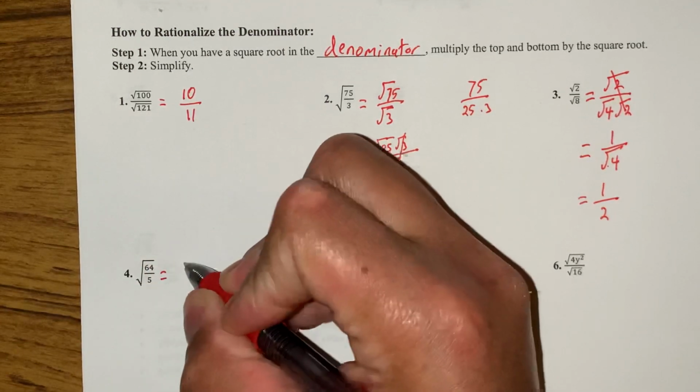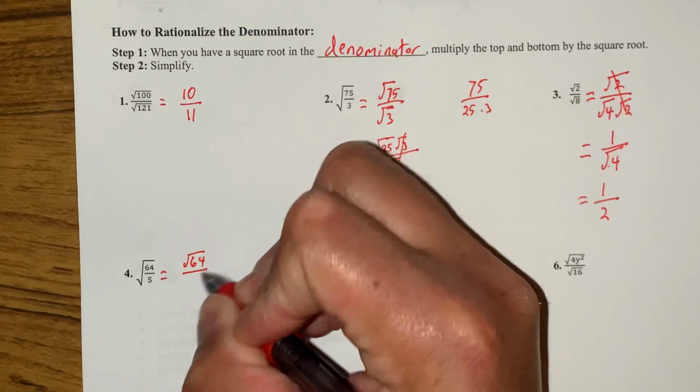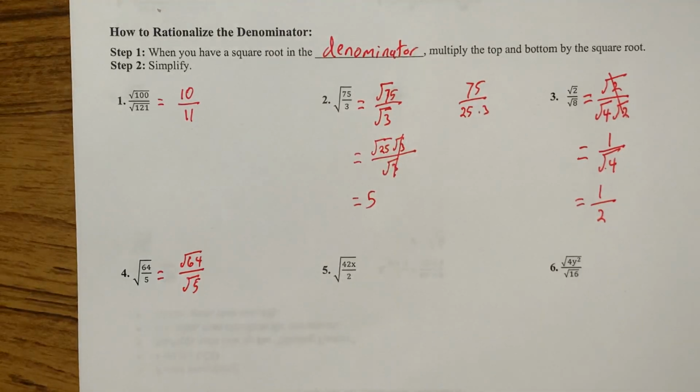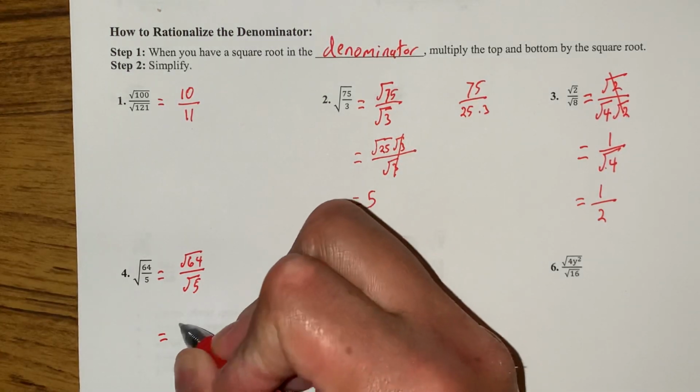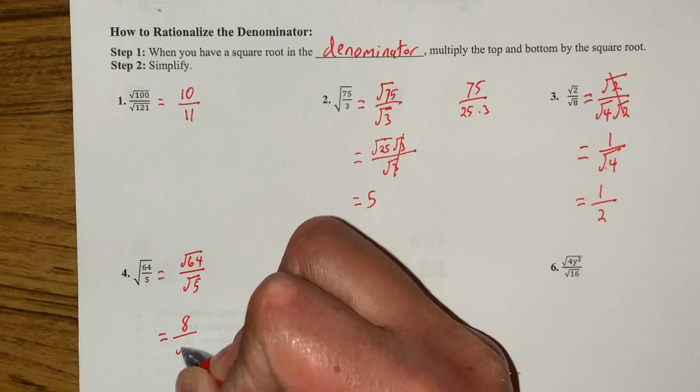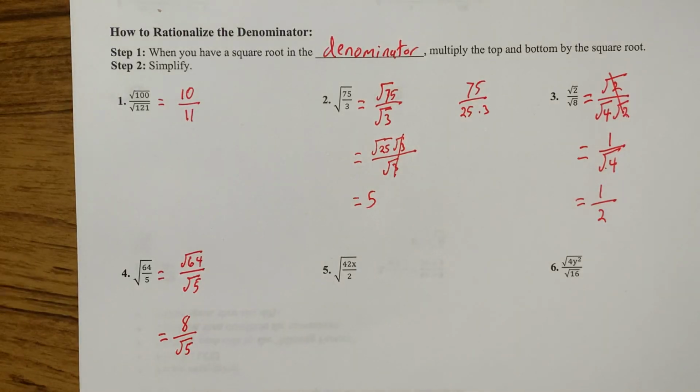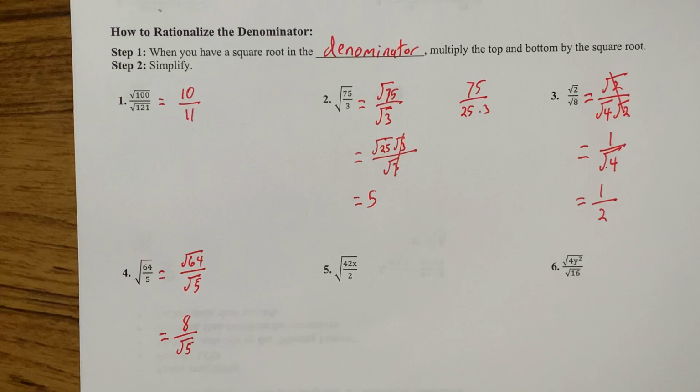Again, I split it up, square root of 64 over the square root of 5. Now, if you've got your numbers listed or memorized, you're hopefully looking at the square root of 64 and saying, oh, 64 is a perfect square. So the square root of 64 is just 8 over the square root of 5. Square root of 5 is a radical. It's in the denominator. It doesn't cancel out like it did in the first 3 problems. So now, finally, we have to multiply top and bottom by the square root. But it's not that difficult, okay?